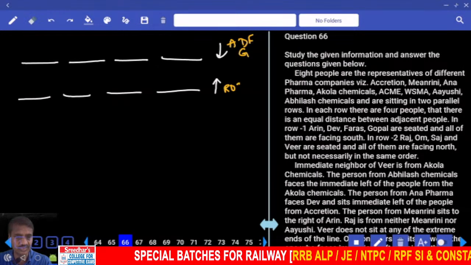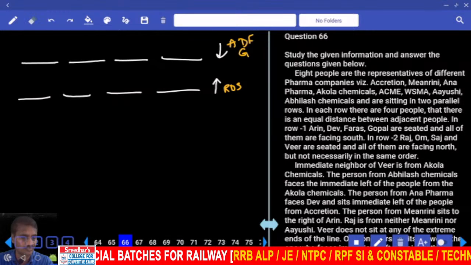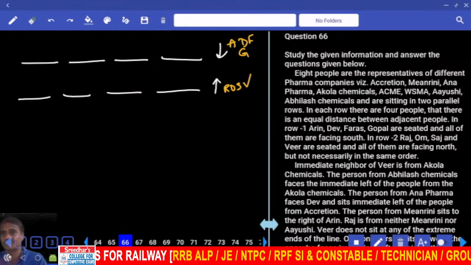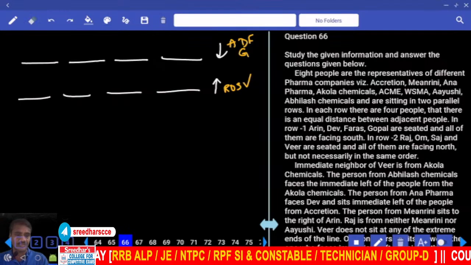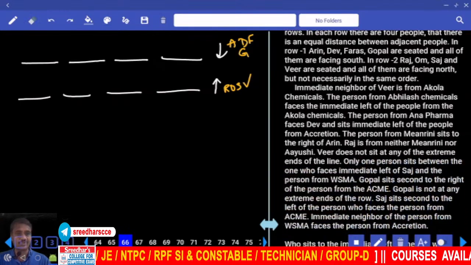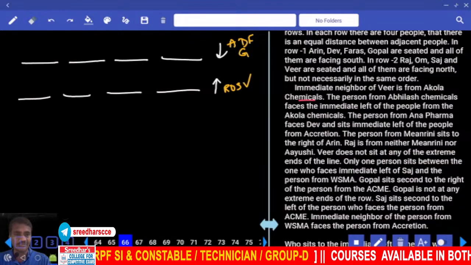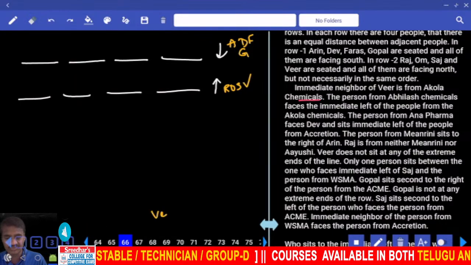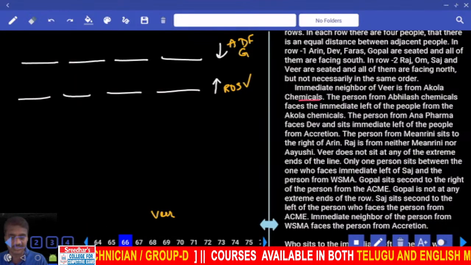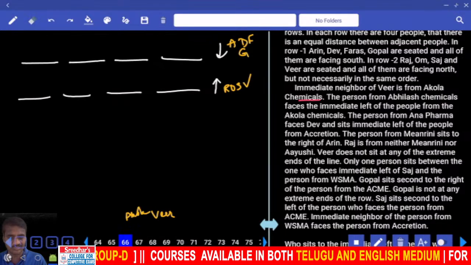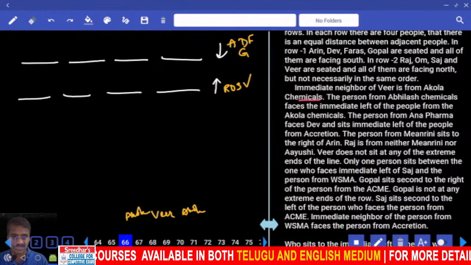Now each one's name starts with a different letter, and so we can represent them with the first letters of their names. Then the immediate neighbor of Veer is from Akola Chemicals. Veer is here, and Akola Chemicals can be either on the left-hand side or the right-hand side.